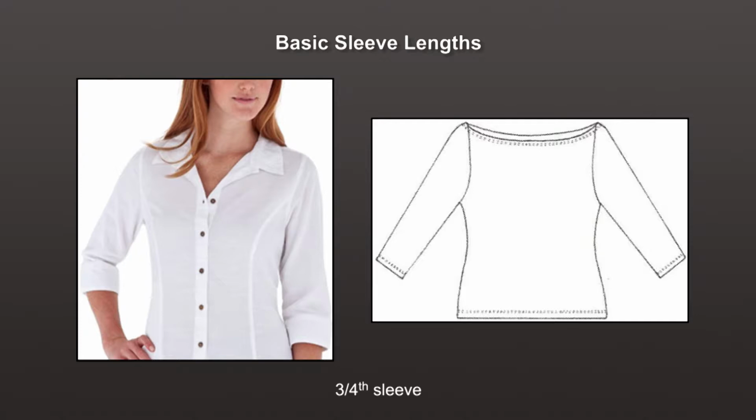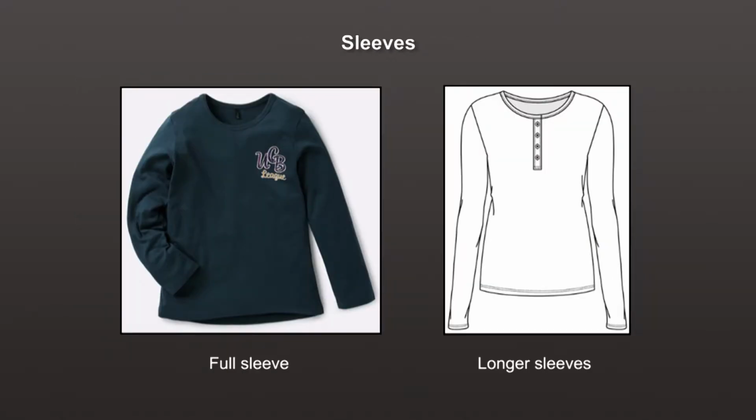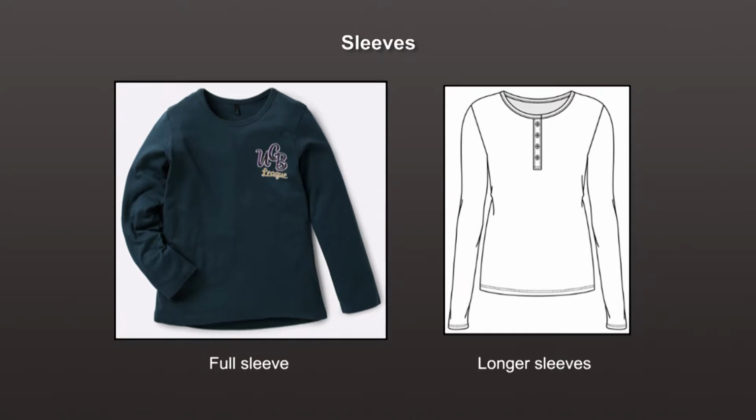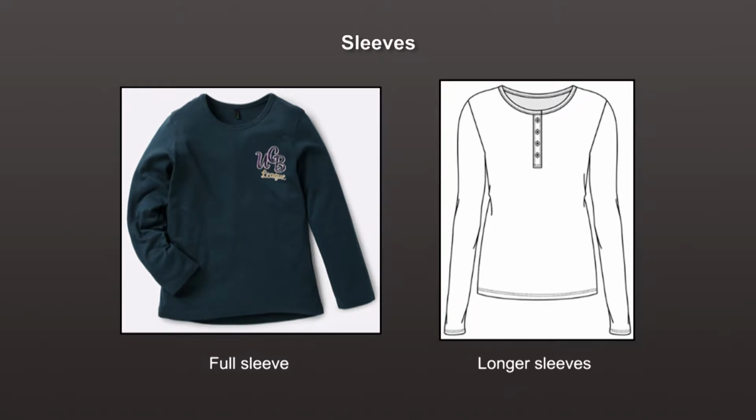After the short sleeve comes the 3/4 sleeve. You can see an example here. The full sleeve, also called a long sleeve, goes up to the wrist. We also have longer sleeves that end up being rushed at the wrist.